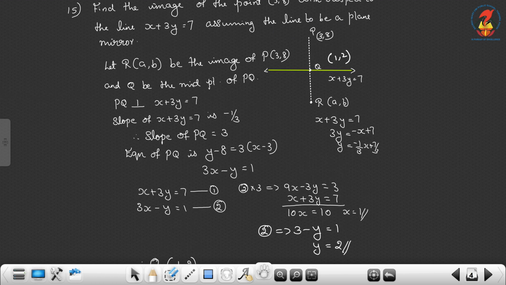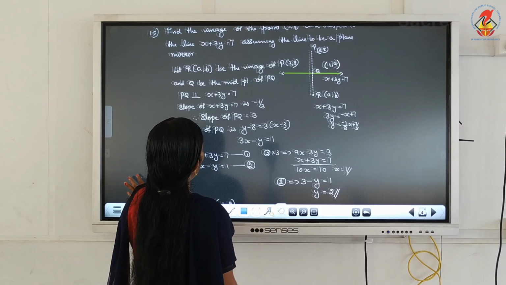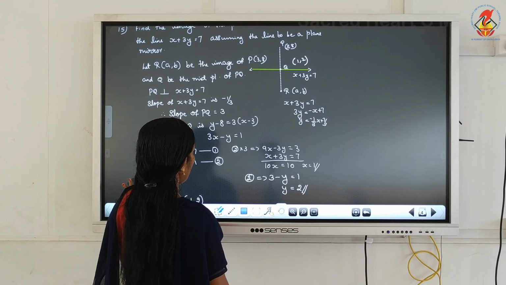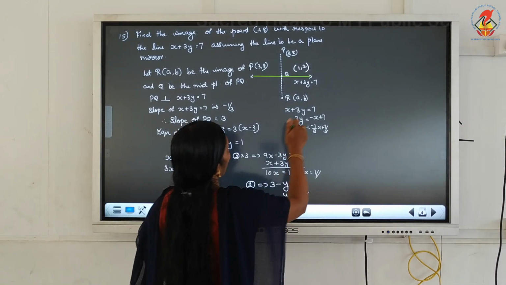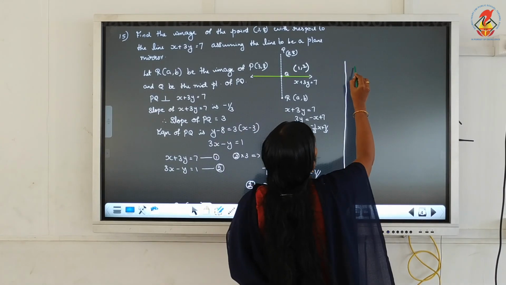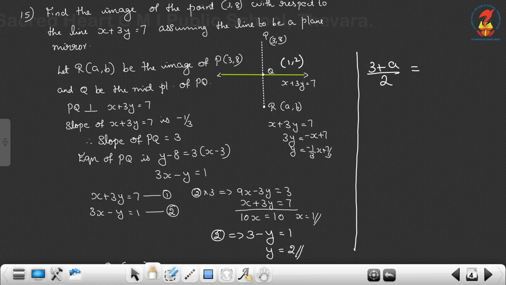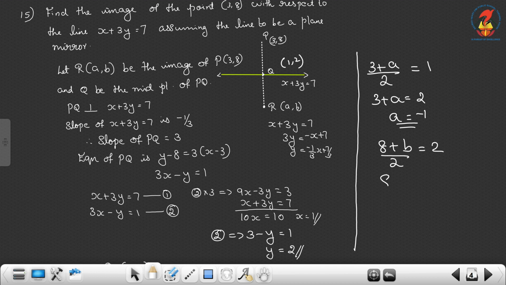Okay? 3, 8, and 1, 2, with A, B. So, (3 plus a) by 2 is equal to 1. So, 3 plus a is equal to 2, or a is equal to minus 1. Now, the next point: 8. (8 plus b) by 2 is 2. So, 8 plus b is 4, or b is equal to minus 4.